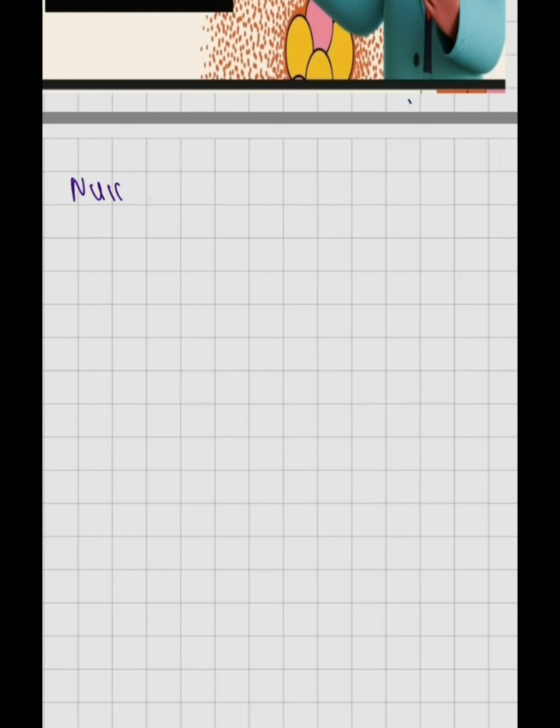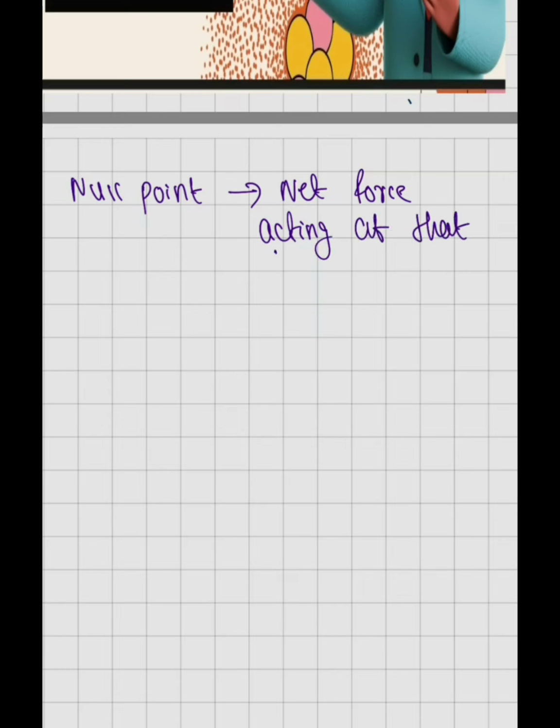Whenever you see null point, it means the net force acting at that point is zero. Null point means the net force acting at that point is zero. So let us check how to find out the null point between two charges.